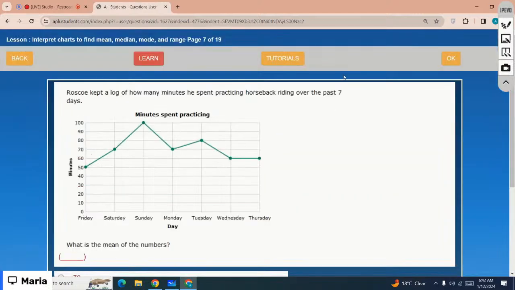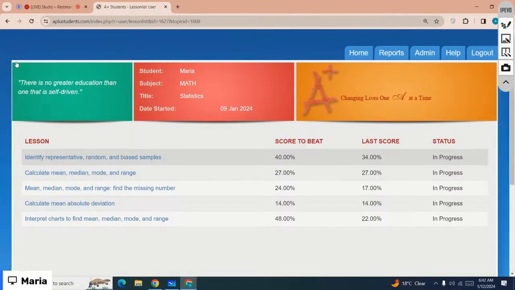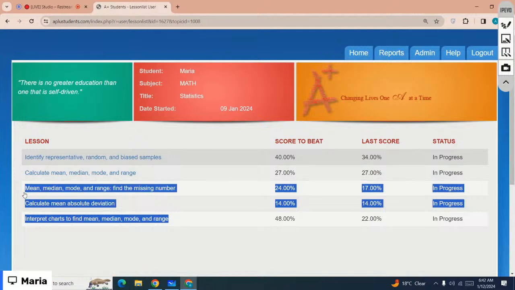Okay, you can complete the lesson by yourself later today. So we are working on grade 6 math. The chapter we're working on is statistics, and the lessons we have covered today are mean, median, mode and range, find the missing number, calculate mean absolute deviation, and interpret chart to find mean, median, mode and range, right? So please make sure before the next session you complete all the practice questions for the lessons we did today. That is your homework until next session, right?